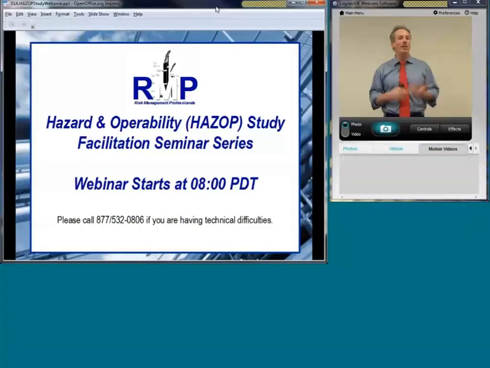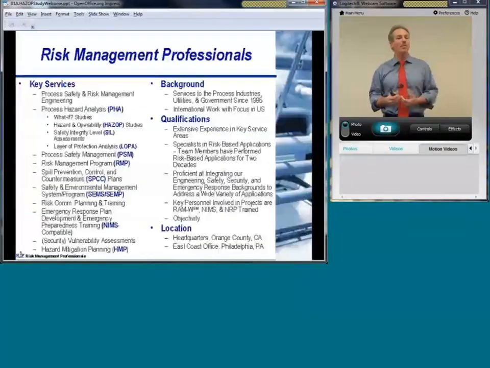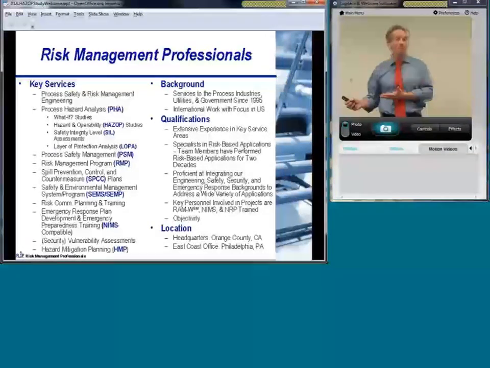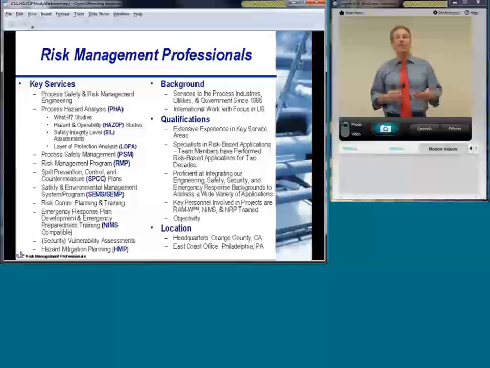Well, one of the cornerstones of meeting these requirements is understanding the hazards that exist at a plant site. For that, there's a variety of tools that we've been examining in previous modules, things like what-if and checklist studies. At the very high end of the spectrum, there are things like fault tree analysis and event tree analysis. The workhorse of the business for dealing with PSM, RMP, SEMS, and SEMP issues is hazard and operability studies.